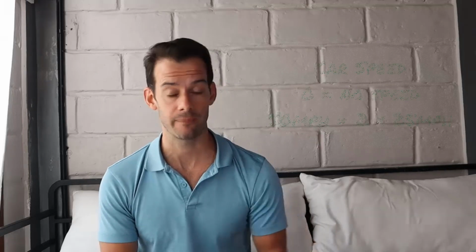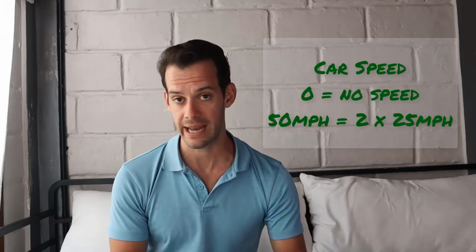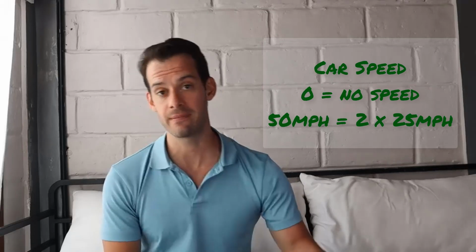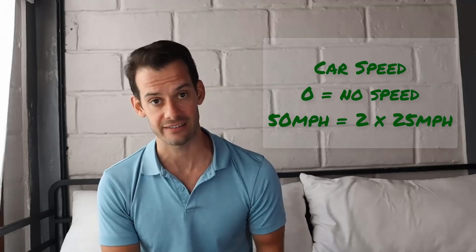The same would be true if I were to measure something like the speed of a car. So at 0, there's no speed at all. The car's not moving. That's a true zero. And then if it's going 50 miles an hour, I can say that's twice as fast as 25 miles per hour.